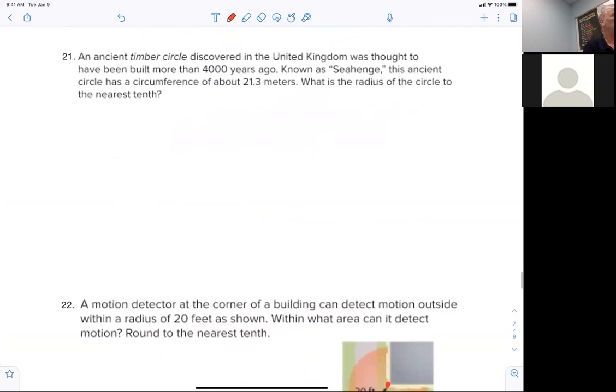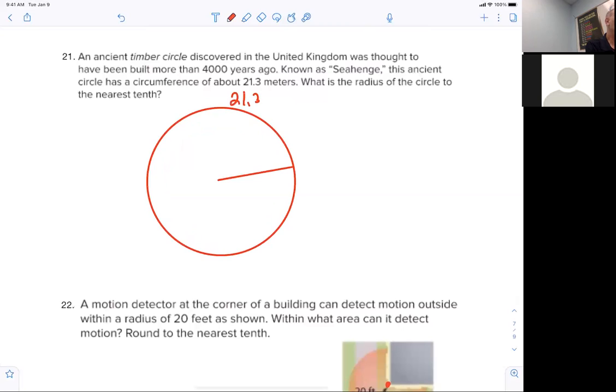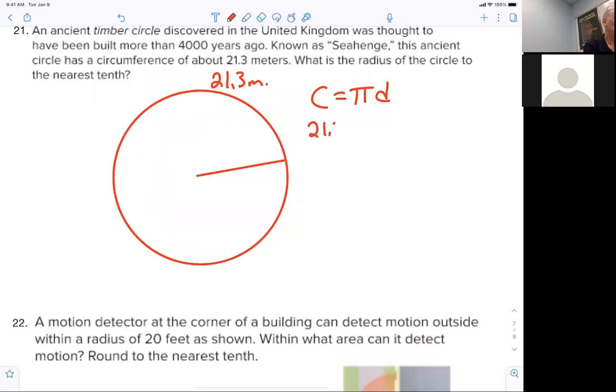All right, here we go with 21. Logan, go. Right, so we're looking at the circle and we measured the circumference to be 21.3 meters. Now, how would I find the radius? What's the formula for circumference? You should know it by now. That's why you're supposed to write it. Yes, pi times the diameter. So what did they say the circumference was again? 21.3 equals pi times d.